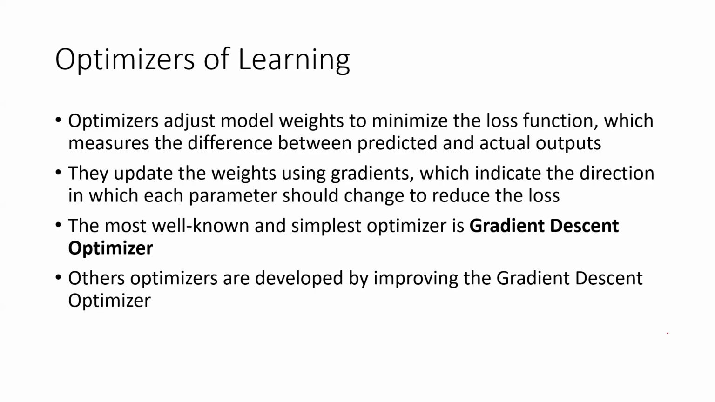So when it comes to optimizers, don't think too much about the meaning of optimizers. The simplest and the most basic optimizer that you know is the gradient descent optimizer, right? Gradient descent is the most basic optimizer that is used for learning a neural network, right?